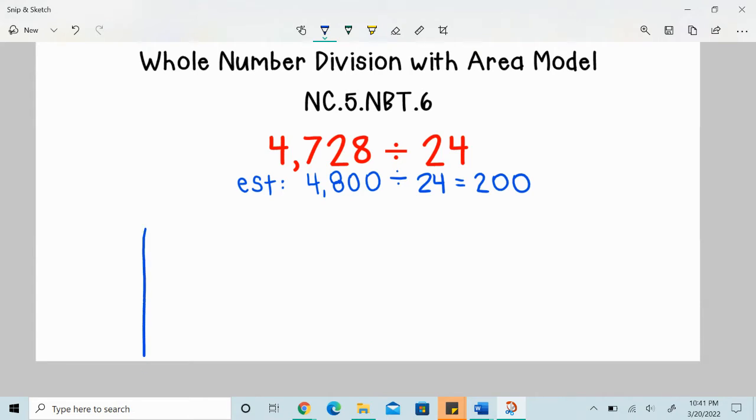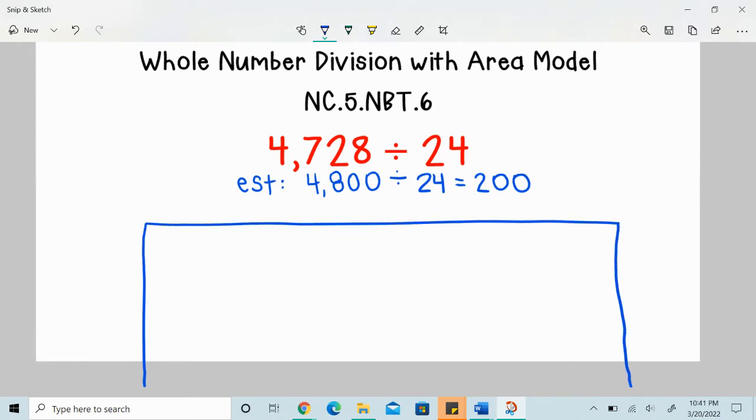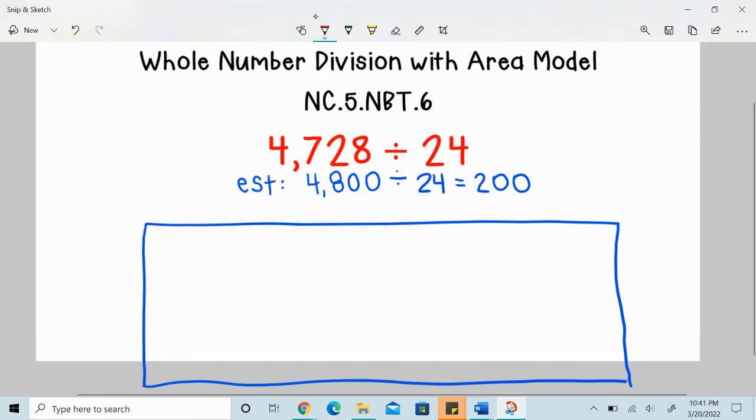First thing I'm going to do is draw a large rectangle. And inside of the rectangle, I'm going to write our dividend, 4,728. And on the outside, I will write our divisor, which is 24. And what we want to think about here is how many times 24 could go into 4,728. So the way I like to think about this is you might want to think, well, 24 times what number would get me close to 4,728?